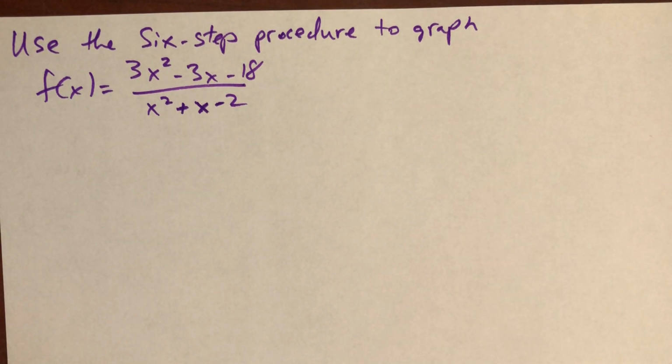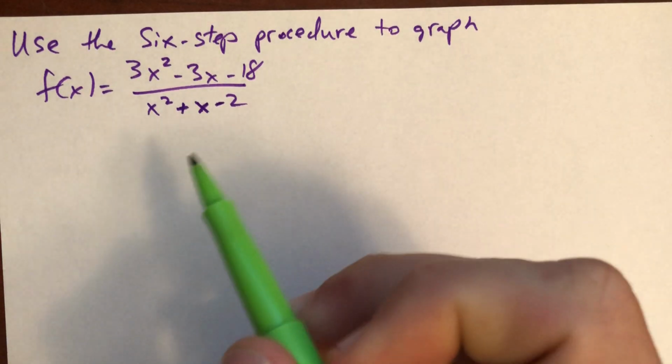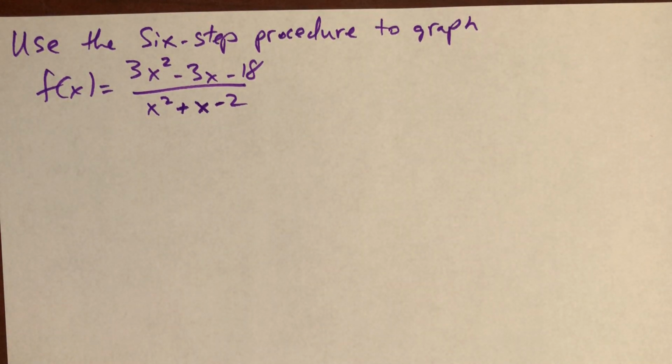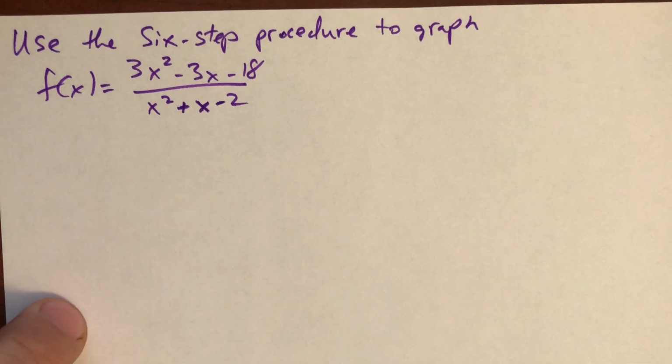Let's use the 6-step procedure from your textbook to draw the graph here of a rational function. Okay, so what is going to make our lives a whole lot easier is to just go ahead and factor everything right away. We're going to need to factor it anyway to do a bunch of these tasks, so we might as well just do it right away.